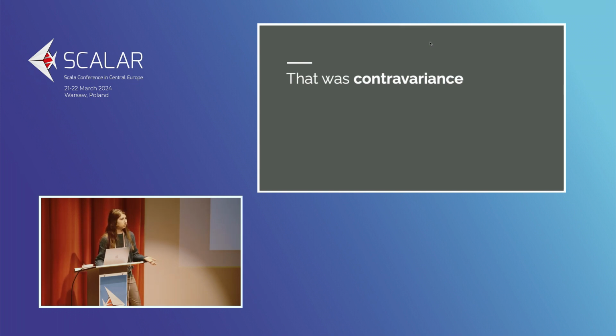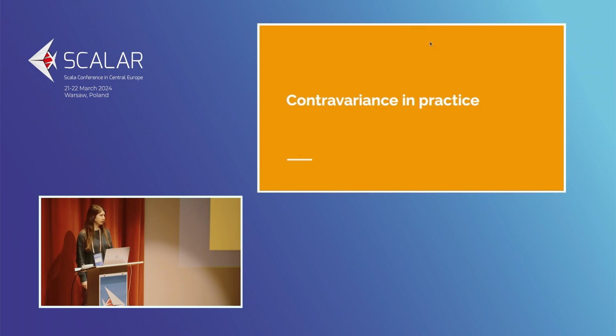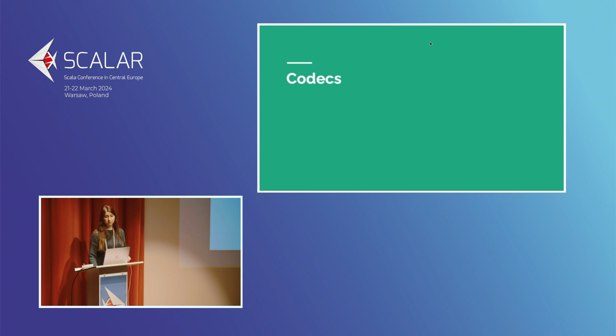So that was contravariance. That's all it is, really. Nothing more than that. So where do you actually find it in practice? Because this was more of a toy example. I don't imagine many of us work with that type of domain model day to day. So there's a few places. Number one is probably codecs.